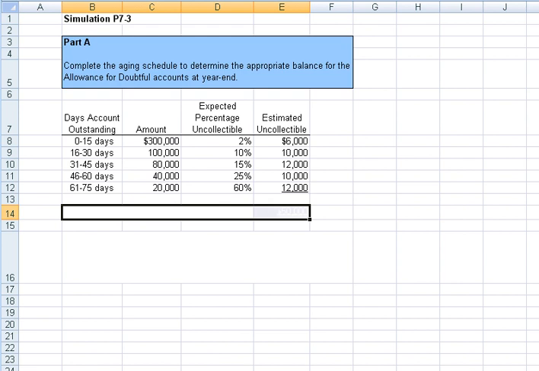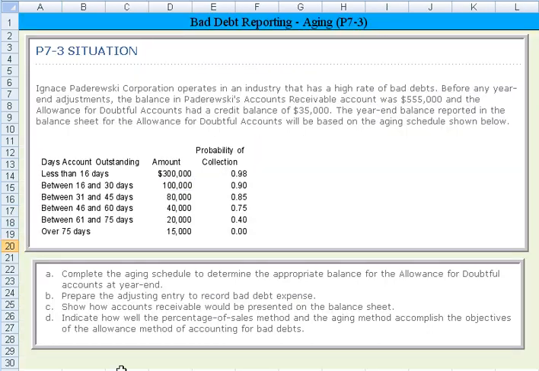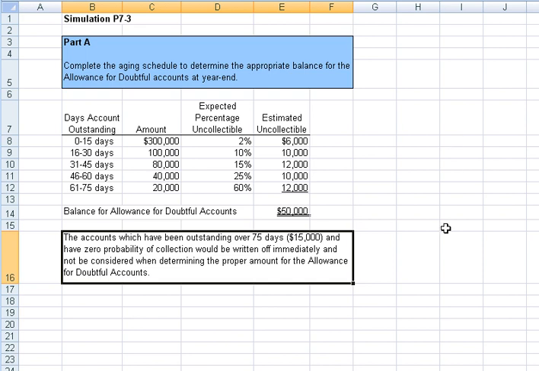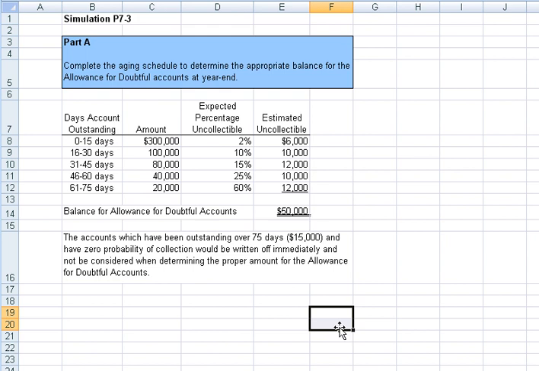Once we've done that, we can just total it and determine that the balance for allowance for doubtful accounts should be 50,000. Over 75 days, we've got a 0% probability of collection. So accounts which have been outstanding over 75 days, which is $15,000, and have zero probability of collection would be written off immediately and should not be considered when determining the proper amount for allowance for doubtful accounts. So that's something to keep in mind.